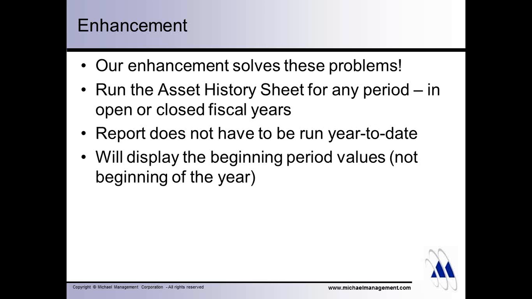So if I want to run this report for March of this year, it will show me the beginning values as of March 1st. I can also do that for last fiscal year. So I can run it for September of last year. I can say, give me the values as of September 1st through September 30th. Now, even though that year is already closed, that allows me to do that.